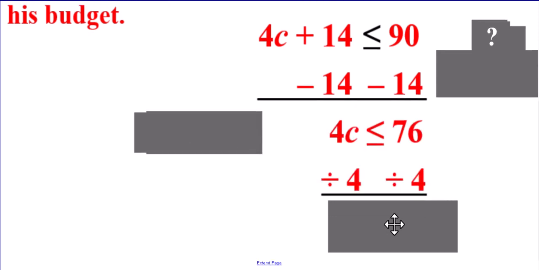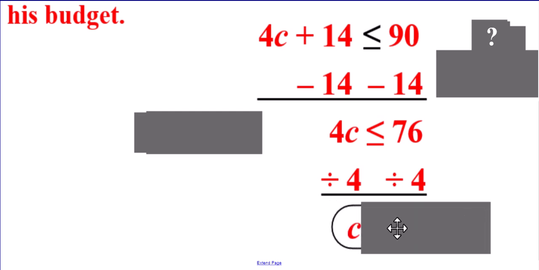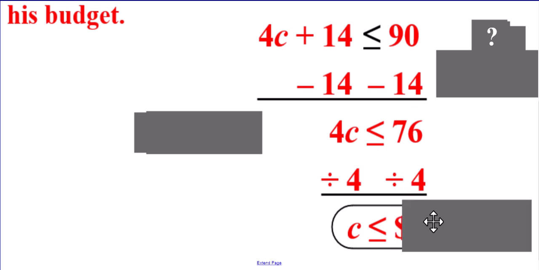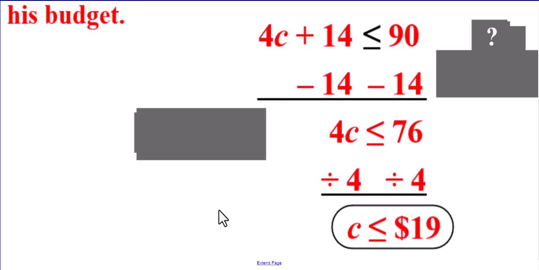Use a calculator if you have to. This will not make the inequality symbol switch direction. If we were multiplying or dividing by a negative, then the inequality symbol would switch direction, but that's not what we're doing here. We're dividing by a positive, so keep it less than or equal to. 76 divided by 4 is going to give you 19, and we are talking dollars here. So there you go. The average meal cost has got to be less than or equal to $19 to fit in Chad's budget.